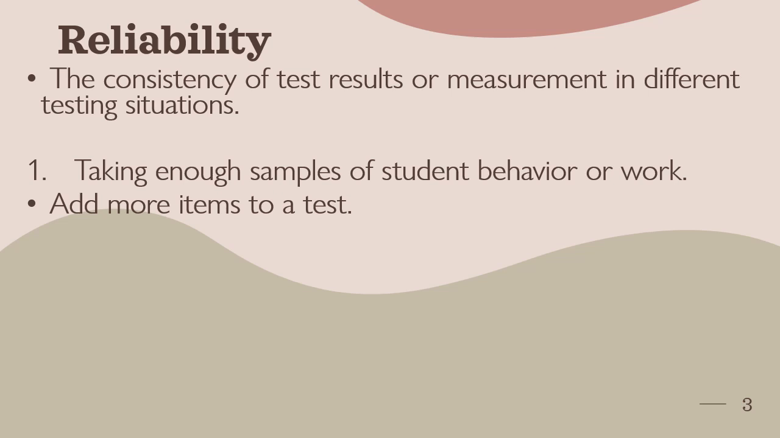Okay, so for example, if you have 30 items and they are still able to get 30 items correct, then that is more reliable than getting 5 items correct, because it's not enough of a sample for us to base their understanding on.